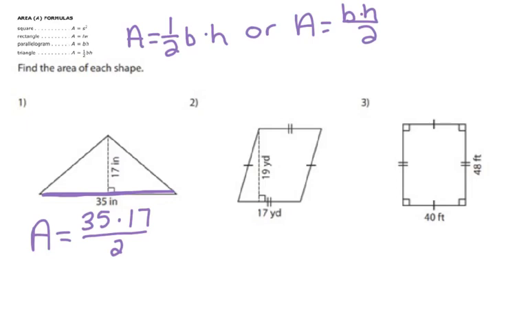So I would use a calculator with this because these are actually some pretty big numbers. So we do 35 times 17 is 595 divided by 2 is 297.5. And our units for area is always going to be squared units. So our answer to this problem is 297.5 inches squared.